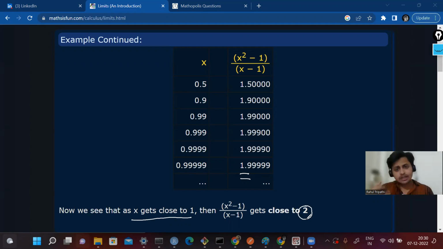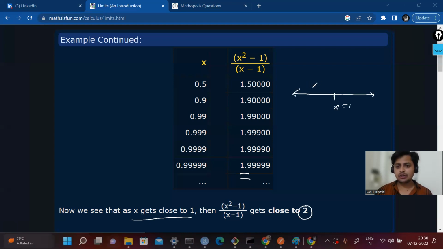So what was happening earlier? At the point x equal to 1, we were not able to solve the problem, because we were encountering the 0 by 0 problem. Now we are able to solve it. If this is a path, and at this point x equal to 1, you approach from this side and say that as x approaches 1, this function generates the value 2, is it true or false if you approach from the other side? That we also need to check.